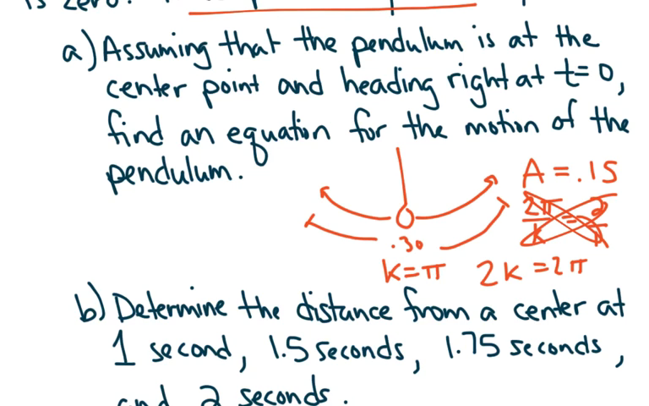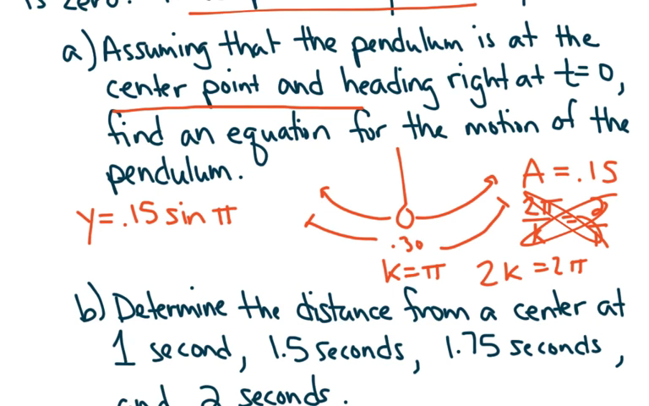Now I have to determine which trig function am I going to use. Am I going to use sine or cosine? And the key is in part A. It says, assuming that the pendulum is at the center point and heading to the right at t equals 0. That means it's starting at 0. Anytime your graph starts its period at 0, that's sine. If it says it starts at its maximum or minimum, that's cosine. So we're going to say the equation is y equals a sine of k theta.